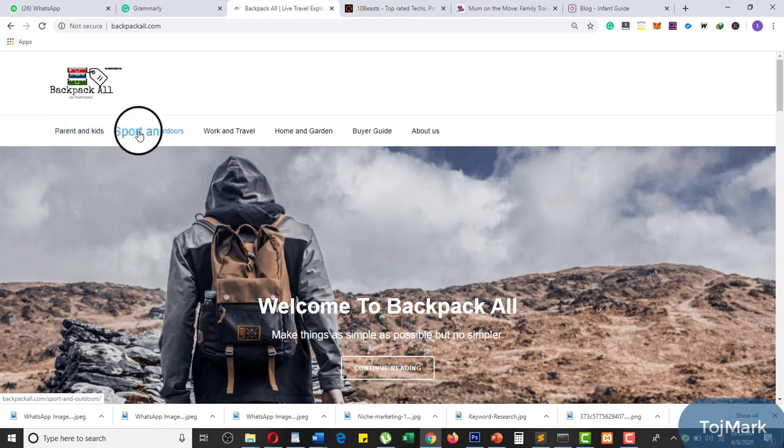There are some that can be categorized under sports and outdoors, maybe for sport, driving, riding, something like that, for kids, for parents, for anybody. There are some that can be categorized under work and travel. Maybe you want to travel, a backpack that fits most, or you are going to the office, a backpack that fits best. There are some that can be categorized under home and garden, maybe for your garden or your garage, where you have tools and a backpack that you can use to organize your tools very well.